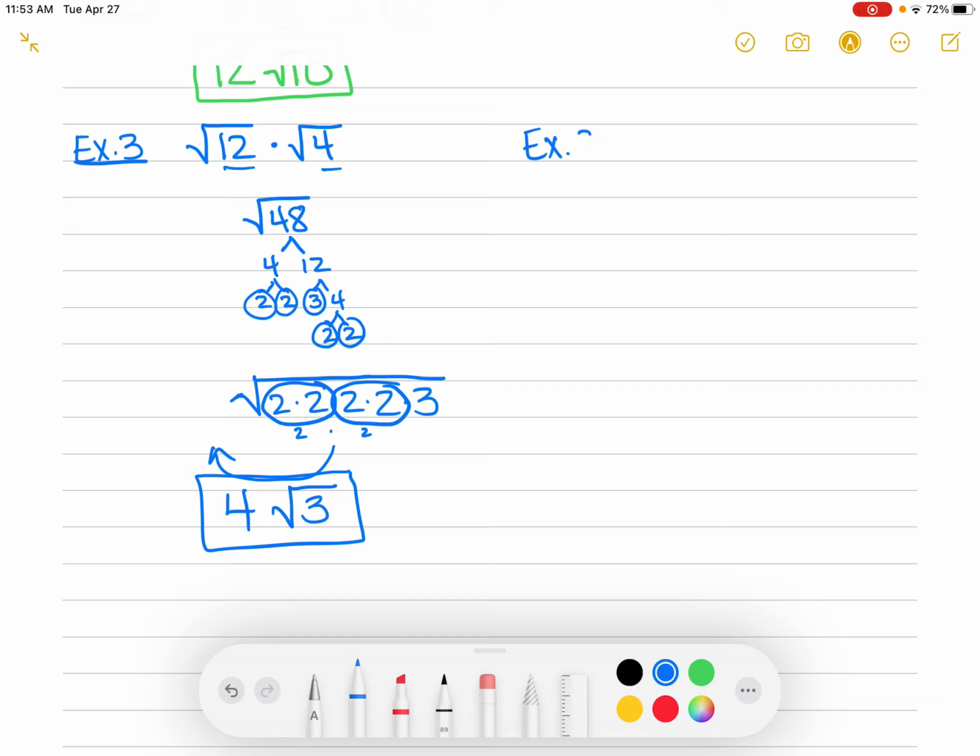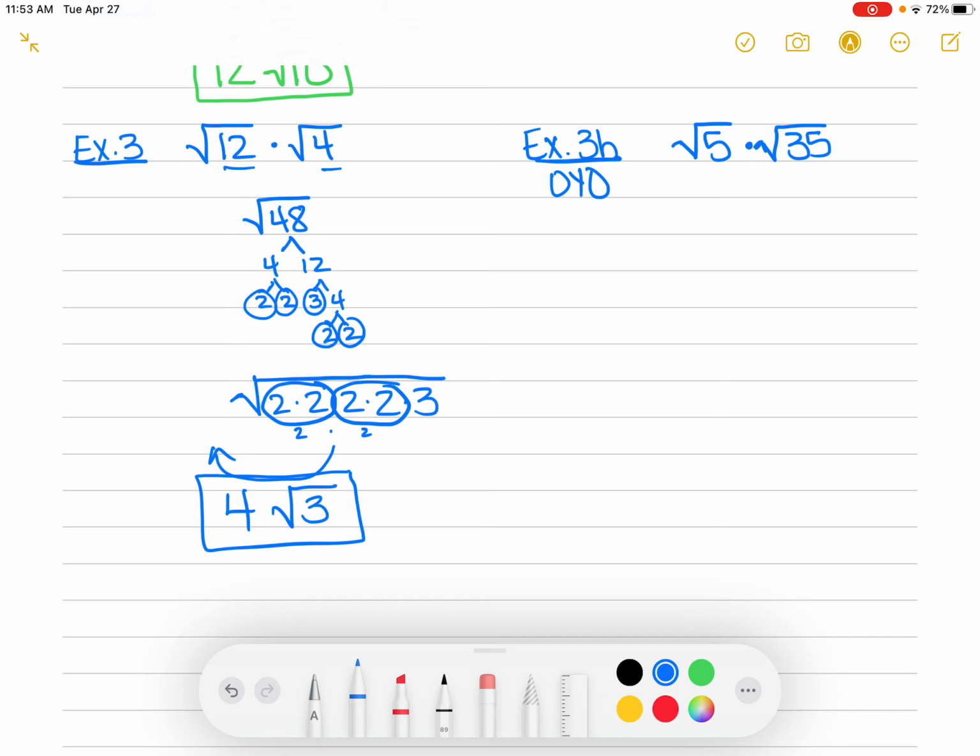So this one's going to be example 3b. This is on your own. And I want you to do the square root of 5 times the square root of 35. Okay, so go ahead and hit pause and solve those on your own.